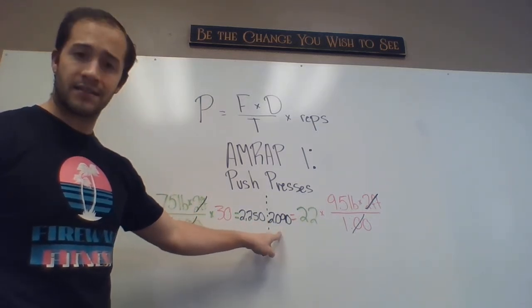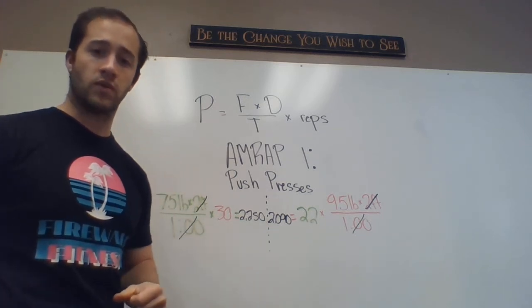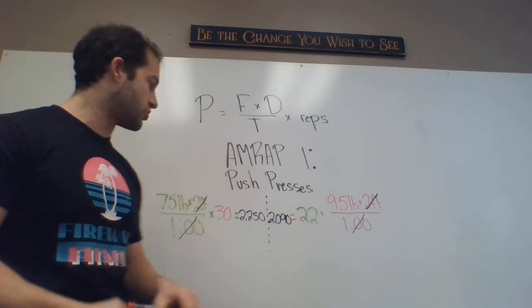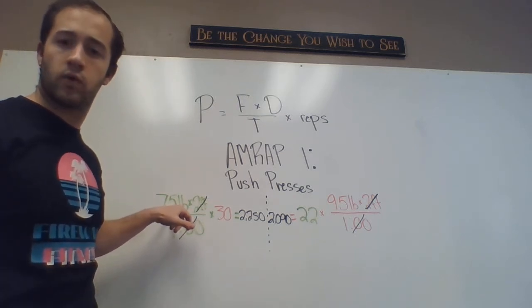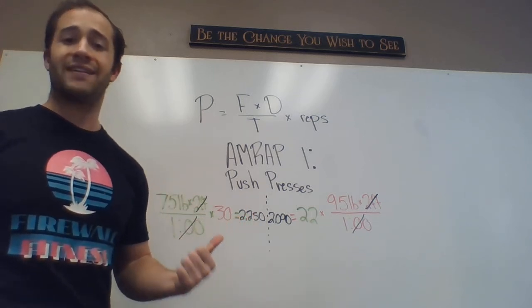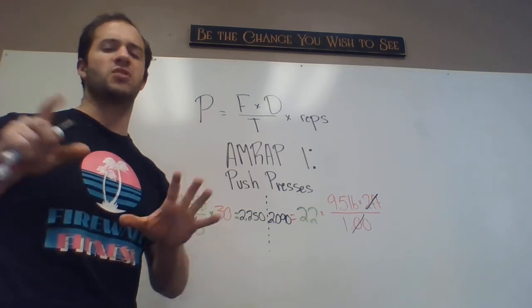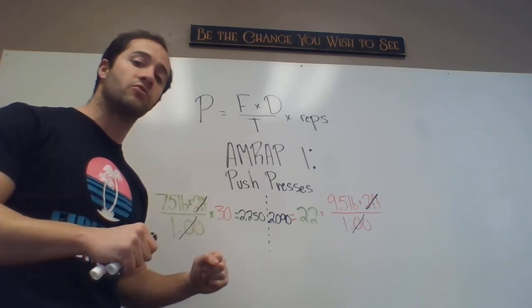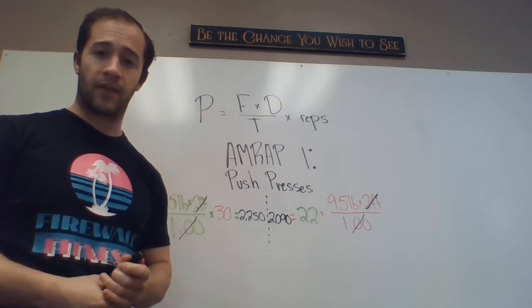2,250, 2,090. If we're trying to be as efficient as we can, as optimal as we can, it would have been a smarter choice for us to do the 75 pounds. In the long run, this is where we're going to see more results, when our body is producing more power, not necessarily heavier. So again, just because you can do a weight doesn't always mean you should.